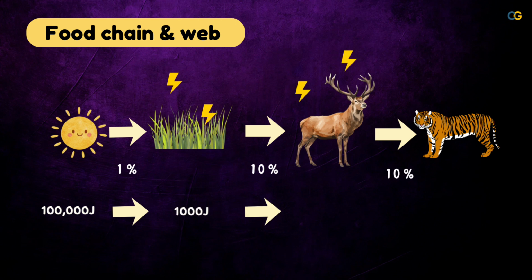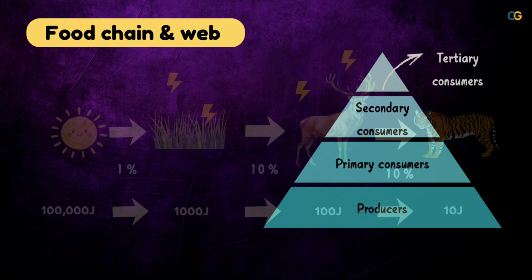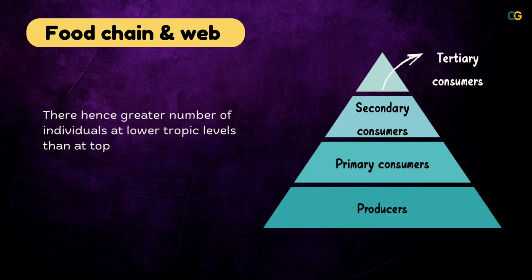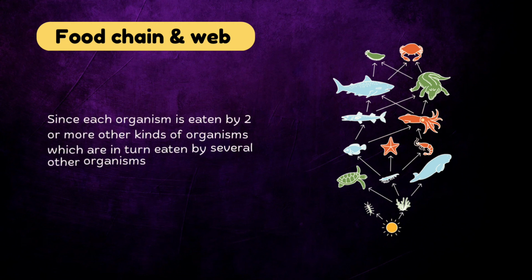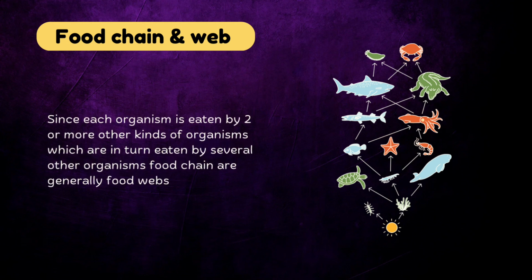From this, only 10%, which is 100 joules, is available to the deer when it consumes the grass. From this, only 10% would be available to the tiger when it consumes the deer, which is 10 joules. Hence, the amount of energy keeps decreasing as we go up in the trophic levels. That is why there are a greater number of individuals at lower trophic levels than at the top. Since each organism is eaten by two or more other kinds of organisms, which are in turn eaten by several organisms, food chains generally form a food web.